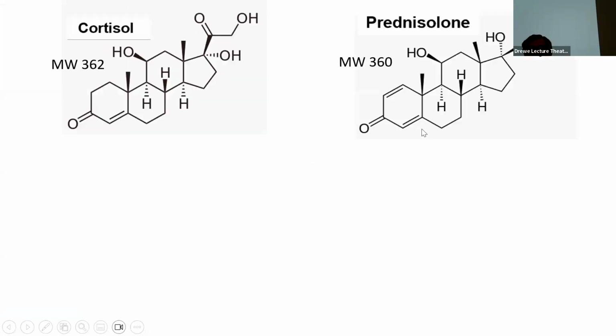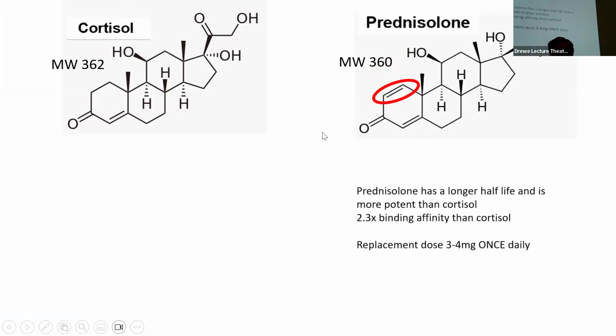So believe it or not, the molecule that seems to work best is one with a double bond here, which you all know as prednisolone, a very straightforward, well-recognized, once daily administered glucocorticoid. It's more potent than cortisol. So it's got over twice the affinity for the receptor. So instead of 10, 5, 5, which is 10 milligrams in the morning, 5 at noon, and 5 at 4 p.m. of cortisol, you can just give 3 milligrams of prednisolone once daily, okay?